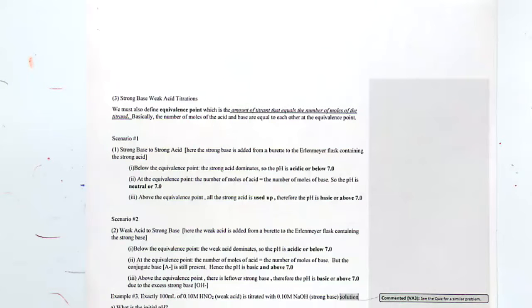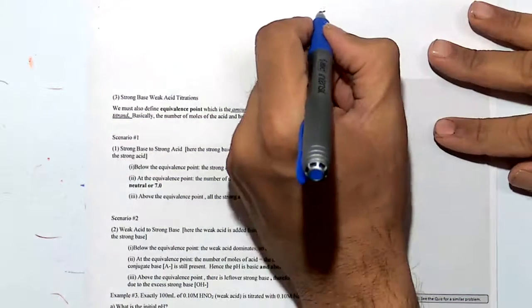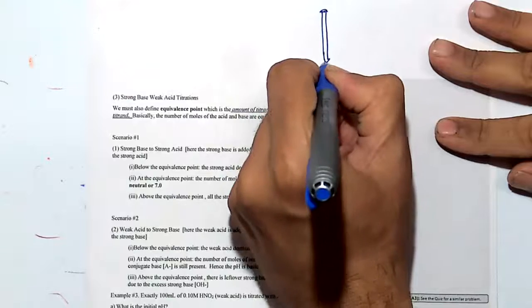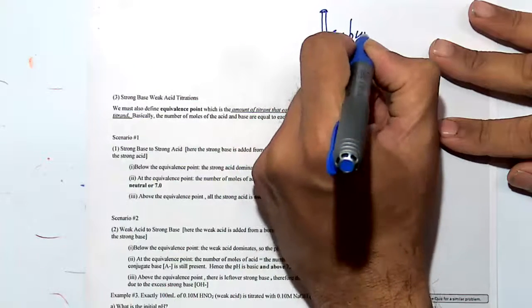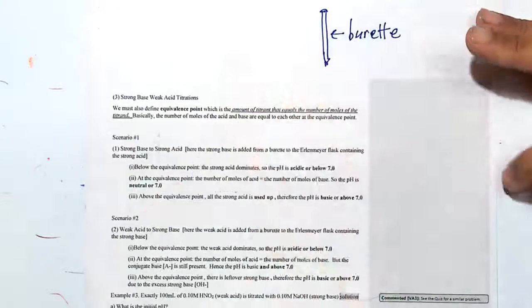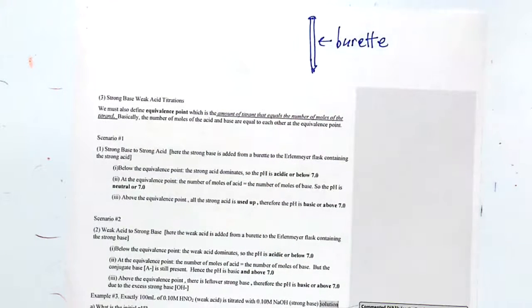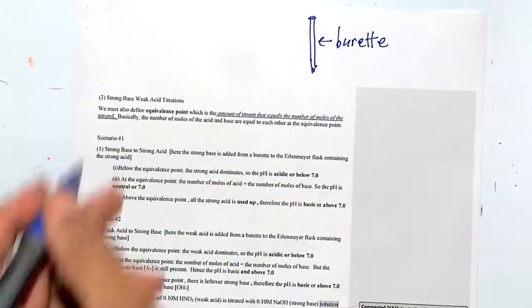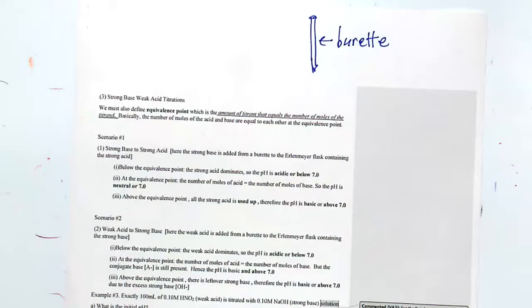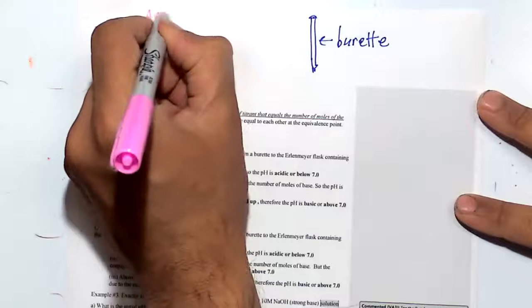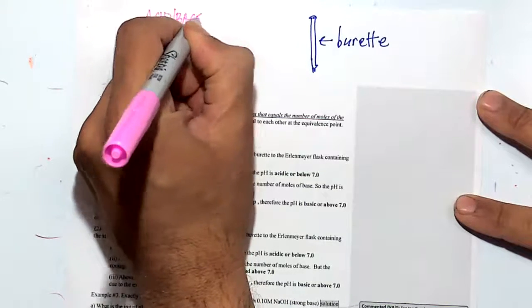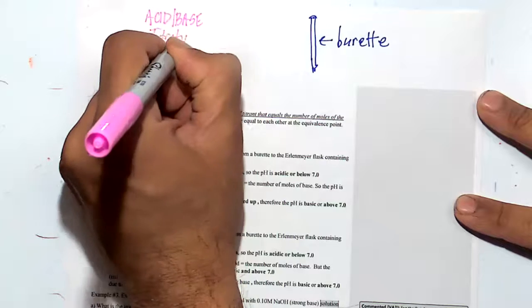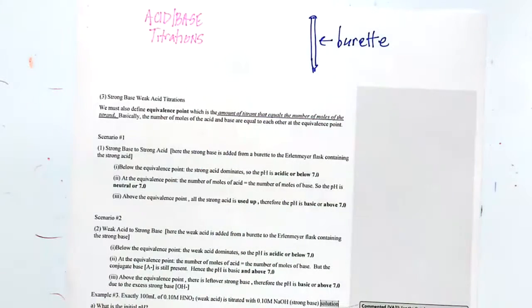Has little volume markings. This goes all the way up to 50 mLs. So this long, slender piece of glassware is called a burette. I'm just going to try to draw that here. It's a burette. Okay. So in this burette, we can put some chemicals. Here we're focusing on acid-base titrations. Okay, so here in the burette, we're going to put an acid, and we'll titrate it.